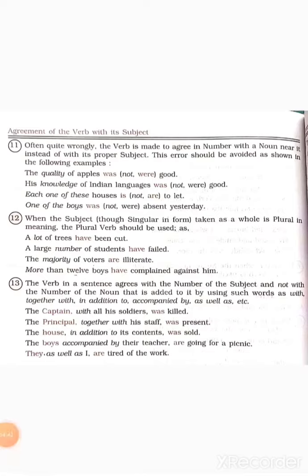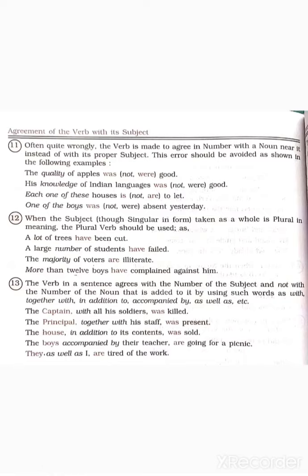Sometimes you just need to identify the subject. For example, look at page number 218, the next page. Often, quite wrongly, the verb is made to agree in number with a noun near to it instead of the proper subject. So you need to first understand what the subject is. For example, read the first sentence: the quality of the apples was good, not were. Maybe you are wondering, the word apples is there, then why are we not writing a plural verb?